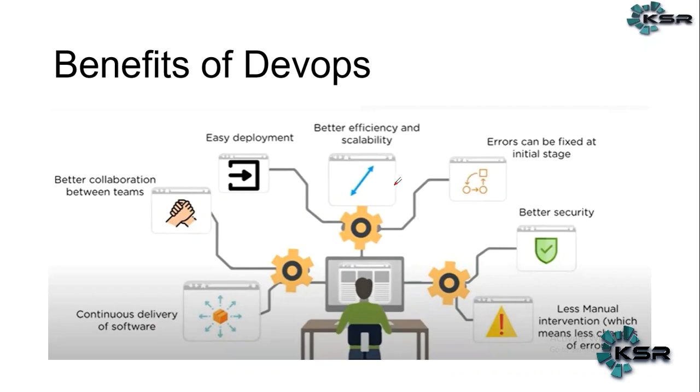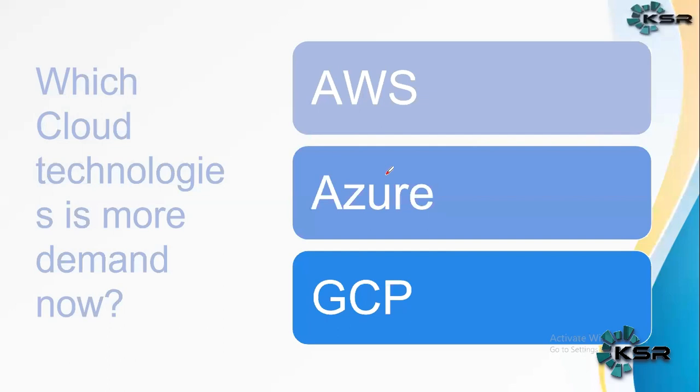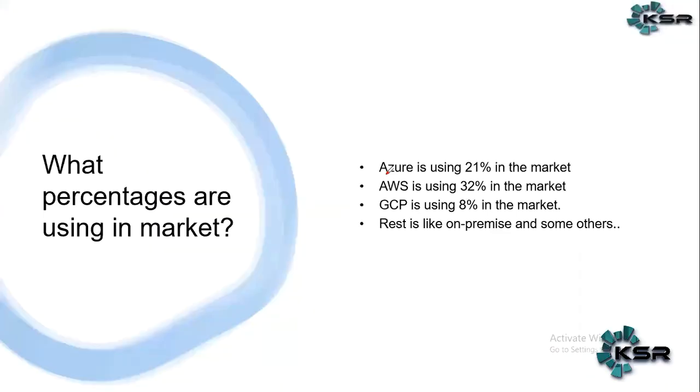Okay, efficiency and scalability, because you are going to test multiple things and then you are going to release the product, so that efficiency will be there. And which cloud technologies are in more demand now, which I already said: AWS, Azure, GCP. Okay, what percentage are using in the market? If you observe right now, AWS is 32% in the market, 20 to 21% is Azure, and then 8% is GCP. The rest, what is the other percentage we had left? So that was used by on-premise.